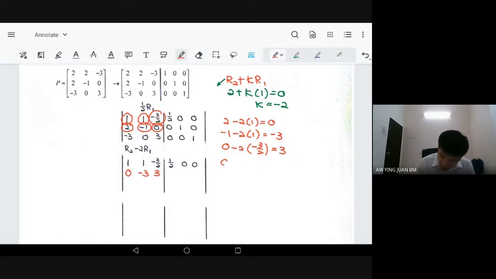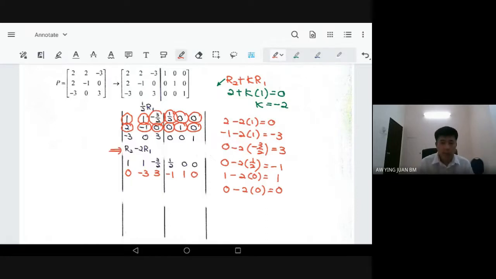Continue. 0 minus 2 multiplied with 1 over 2. So in here, we will obtain negative 1. So fill up the negative 1. Next, we have row 2, which is 1, minus the 2 times the row 1, which is 0. So the final answer will be equal to 1. Finally, we have row 2, 0, minus the 2 multiplied with the row 1, which is 0. So the answer is equal to 0. So basically, we are referring to this formula. So that is how we get our answer for the row 2.